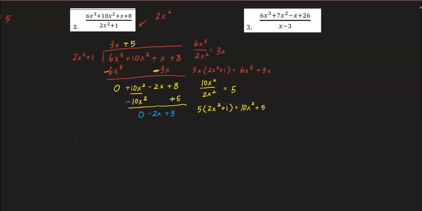So here's my remainder, because this is x to the 1, which is smaller than the x to the second. Okay, and the way that we write it, you can add a plus there, is in a fraction form with the remainder as your numerator and the divisor as your denominator. So you end up with 3x plus 5 plus minus 2x plus 3 over 2x squared plus 1. Good job, guys.